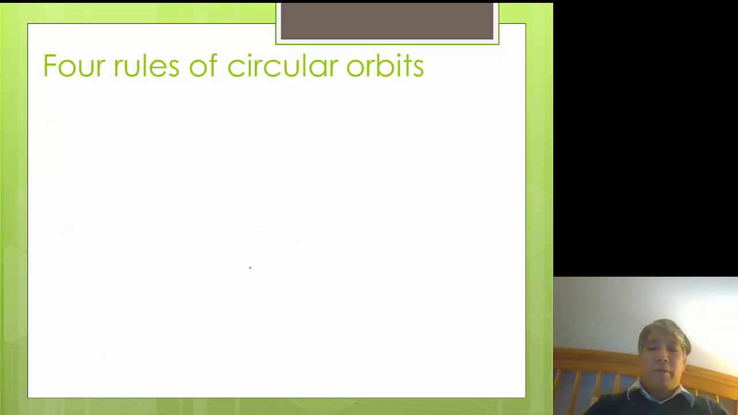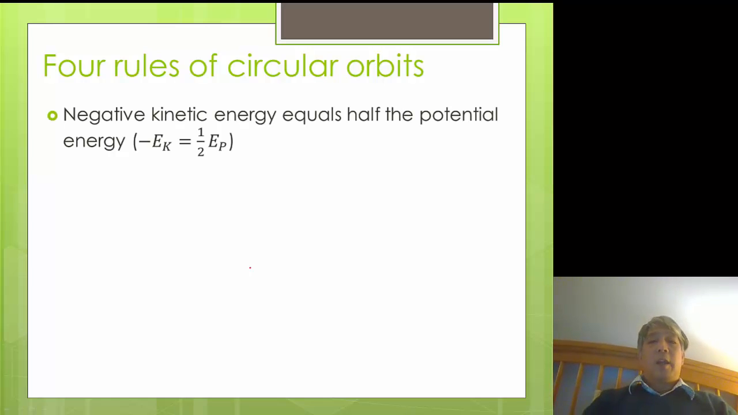So there are 4 rules that we're going to learn about circular orbits. In reality, it's just one rule. All the others are just algebraic manipulations of that rule. So you really only need to memorize one of these, whichever seems most comfortable for you. For me, it's the first one. The first one says that negative kinetic energy equals half the potential energy, or minus EK is equal to 1/2 EP. This is for any circular orbit. If I know the potential energy, I can calculate the kinetic energy very quickly.